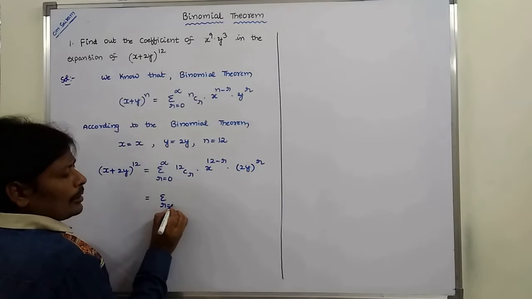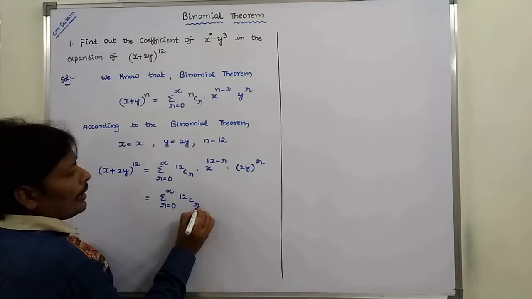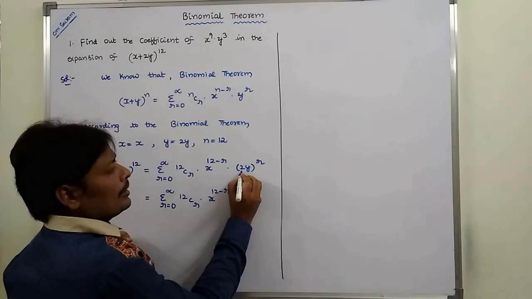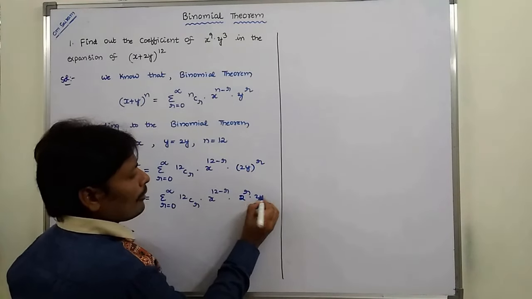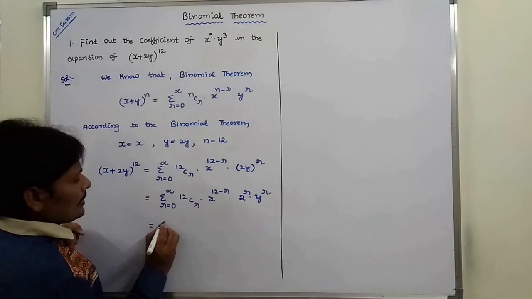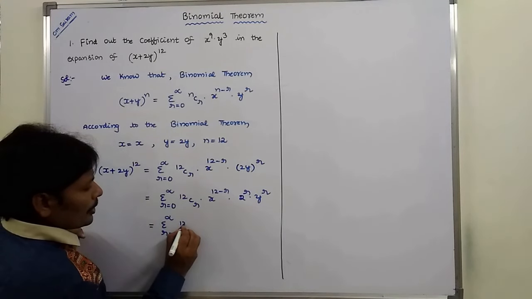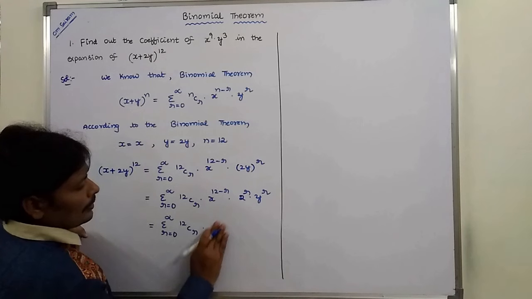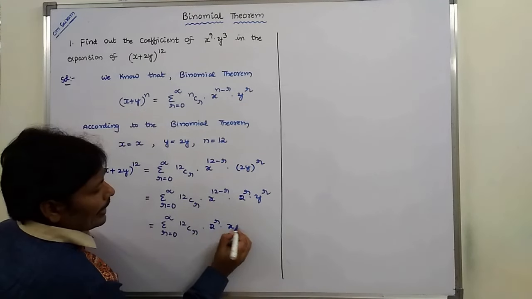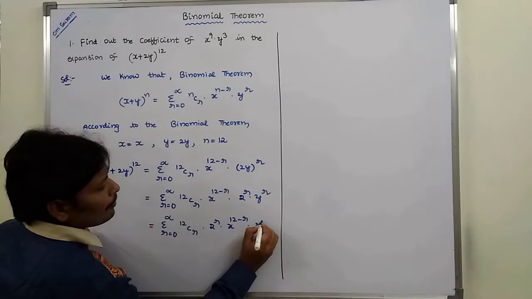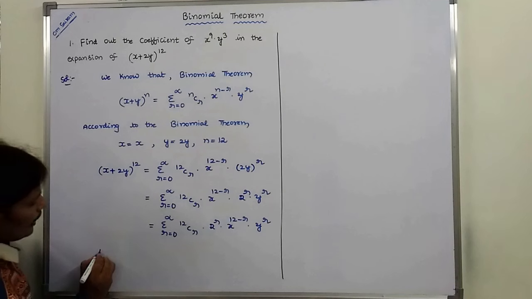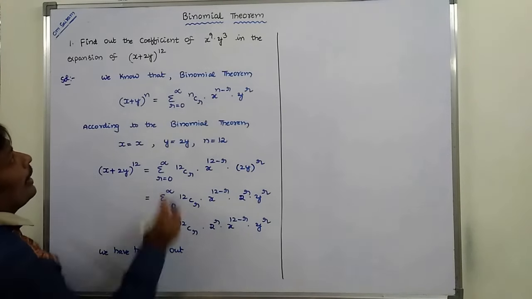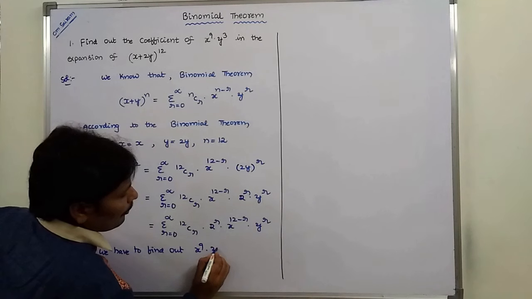Okay, then sigma r = 0 to infinity 12Cr x^(12-r), and this can be written as 2^r y^r. Okay, so then sigma r = 0 to infinity 12Cr into 2^r into x^(12-r) into y^r. Okay, so we have to find out x^9 y^3.